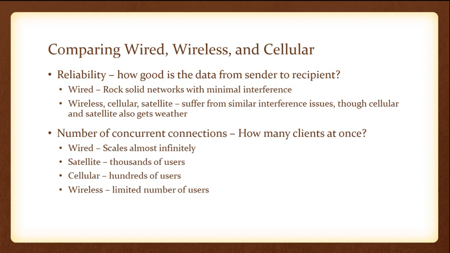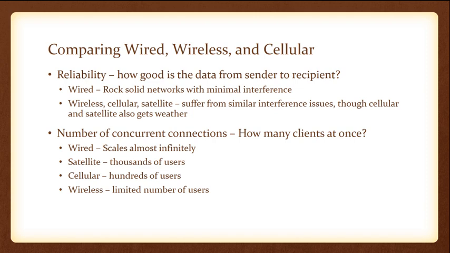Then after that, we kind of group them all together: wireless, cellular, satellite. They all suffer from similar interference issues, although cellular and satellite can possibly get some weather delays or some weather interference as well. But even Wi-Fi can have some interference issues. If there's other things going on, if there's electromagnetic interference, or a lot of people using the wireless network, it can slow you down. So it can be not very reliable compared to wired.